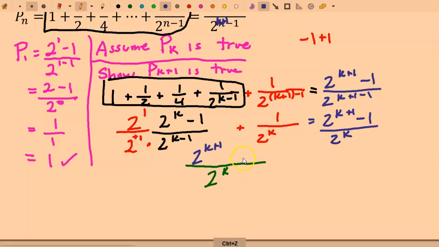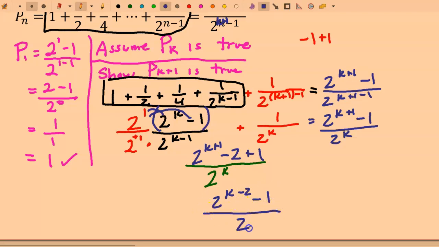But that's when you got to remember that we're multiplying the entire numerator by 2, not just the first term. So now it's distributive property. I get that. 2 times negative 1 is negative 2. And now when I bring down the plus 1, this will actually simplify to 2 to the k minus 2. And negative 2 plus 1 is negative 1. And I have proven, because both sides are identical. Check.